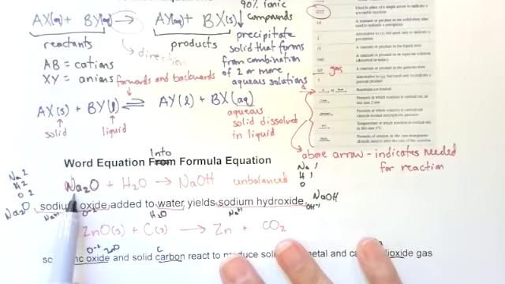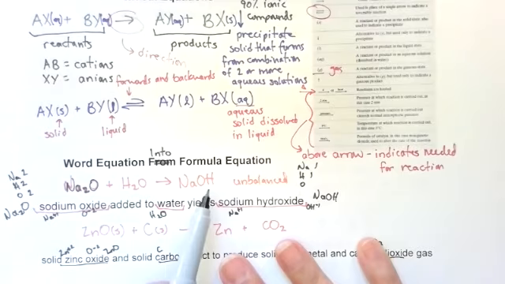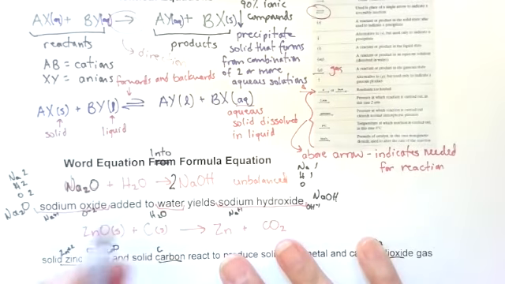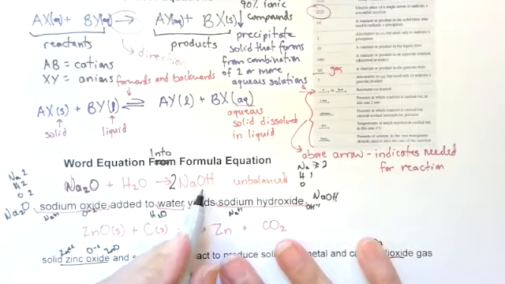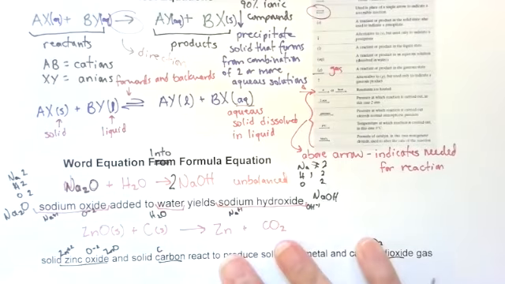That gives us sodium. So if I've got 2 sodium here, I'm going to put a 2 here. That's going to change this to 2, and that's going to change that to 2. So that actually takes care of everything for us, putting a 2 in front of the sodium hydroxide.